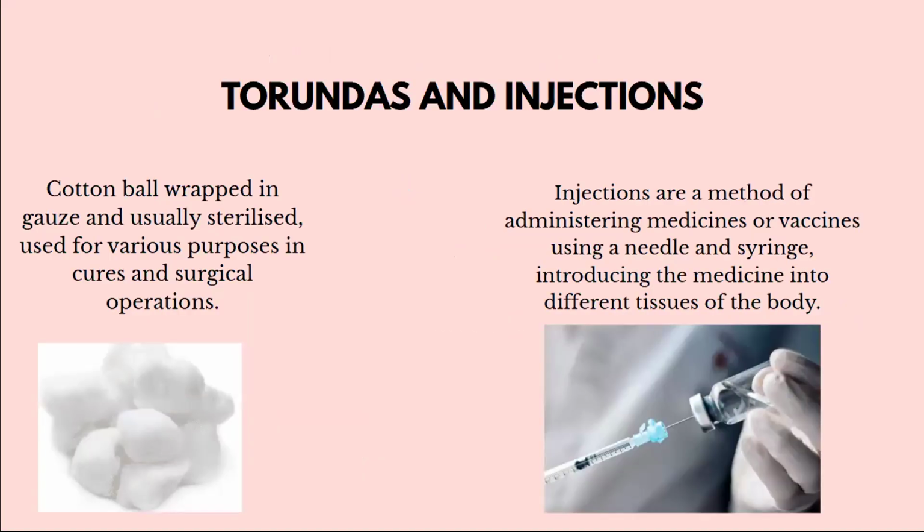So now, torundas and injections. This is a torunda. Torundas are cotton balls wrapped in gauze and usually sterilized, used for various purposes in cures and surgical operations, right? There are a lot of torundas here. And obviously, the alcohol.